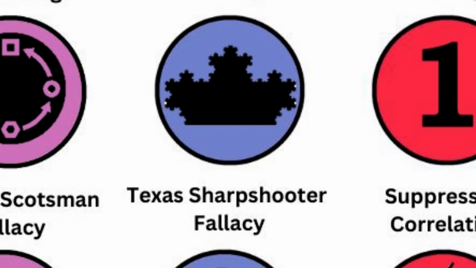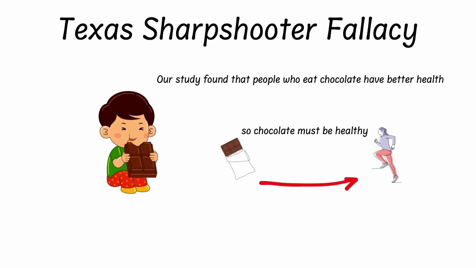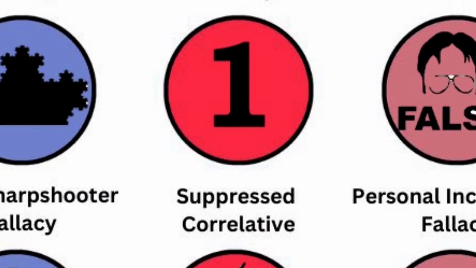Texas Sharpshooter fallacy. This fallacy focuses on similarities while ignoring differences to make a misleading argument. It involves cherry-picking data to fit a specific conclusion, overlooking data that might contradict it. Suppressed correlative.